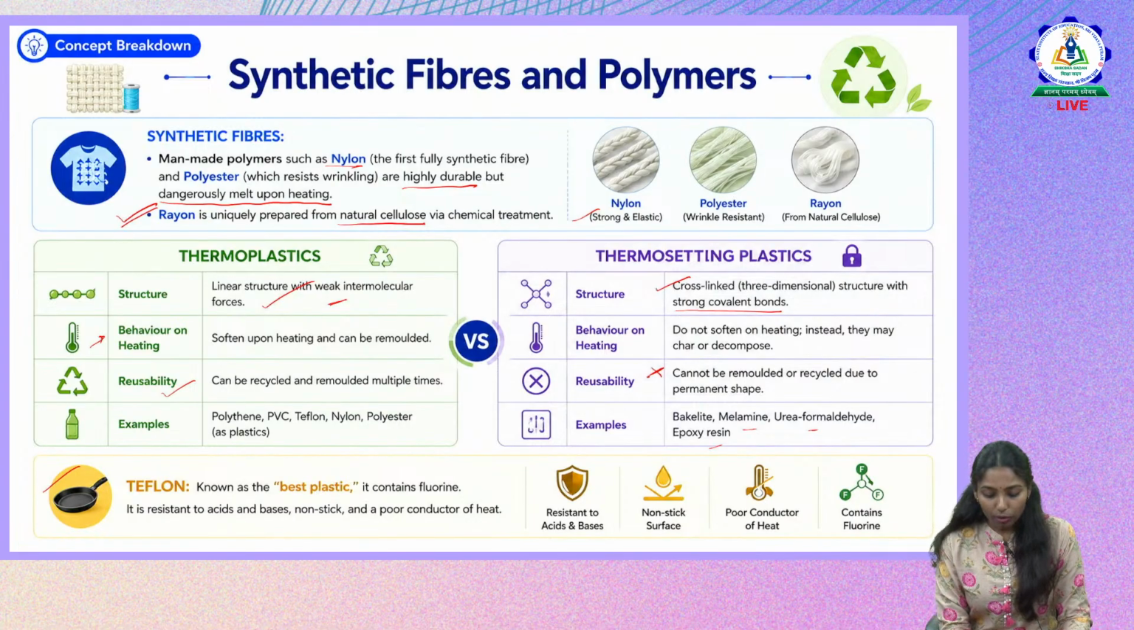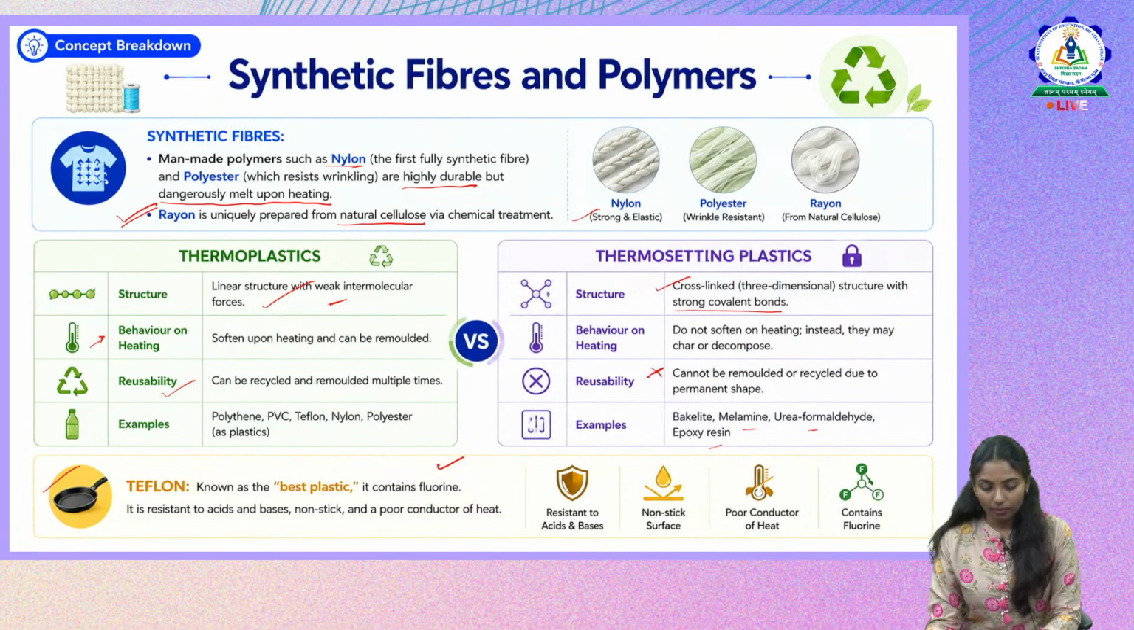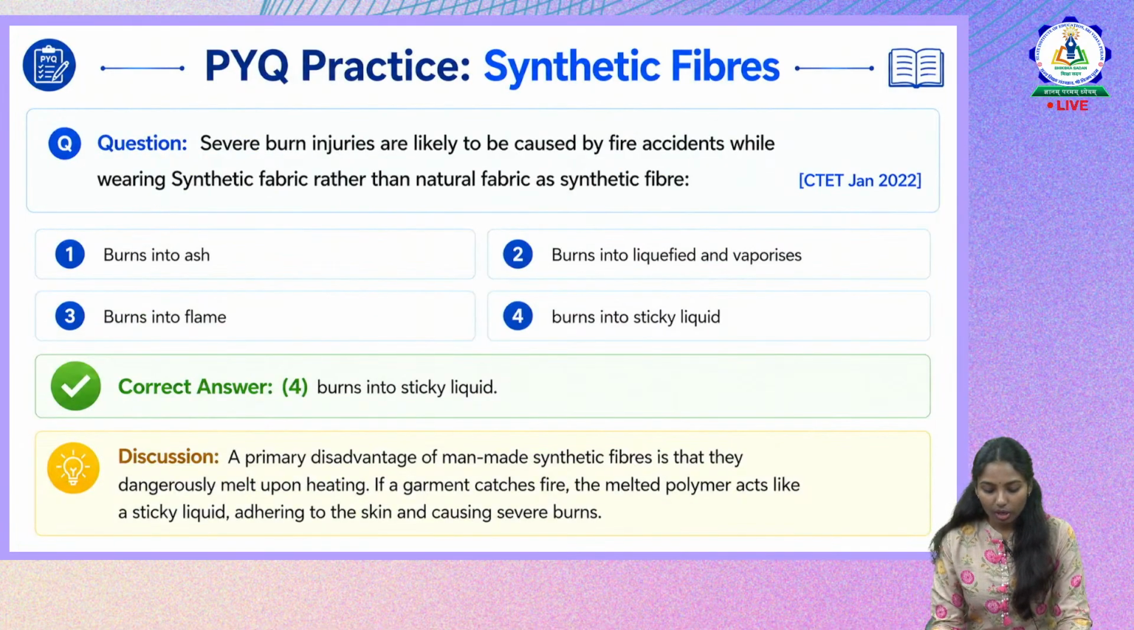So we have to also remember certain properties of these plastics: they are resistant to acids and bases, they have a non-stick surface, and all of these are poor conductors of electricity and poor conductors of heat. Especially Teflon contains fluorine. So you can remember this one. Now that we have revised certain topics, let us start by solving the PYQs.